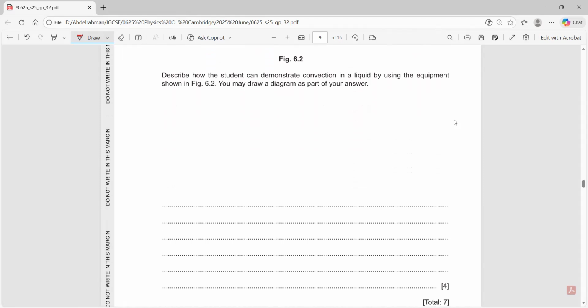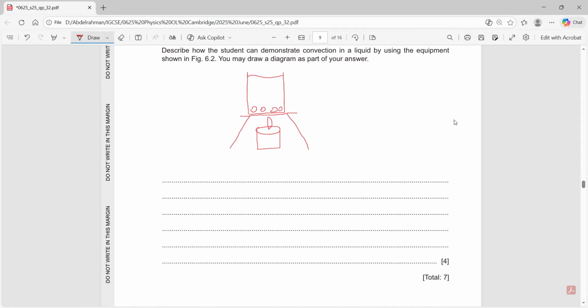So, how can I draw this diagram? You have the beaker. Inside the beaker, you'd have these small crystals, and then you have the water inside the beaker. This beaker is above the tripod, and you have the candle beneath the beaker. And then you can light the candle.